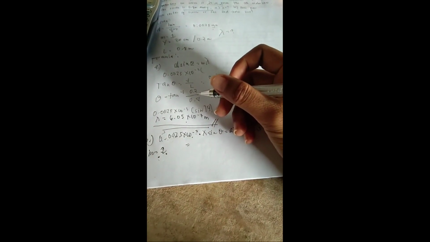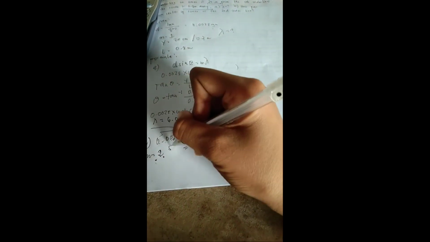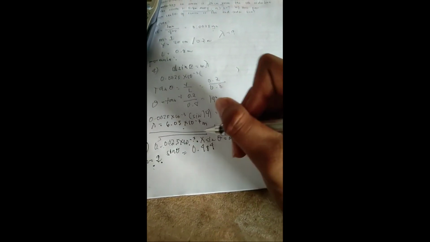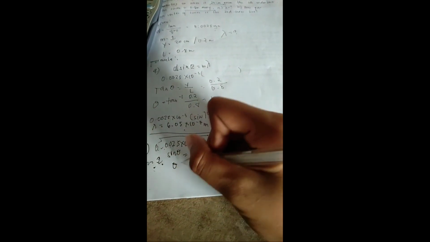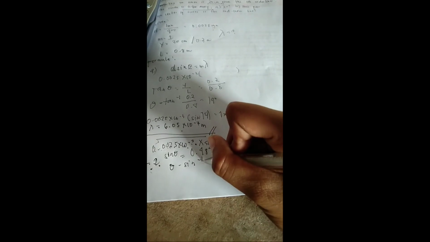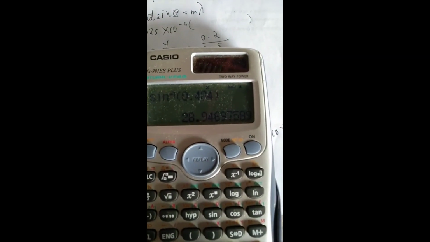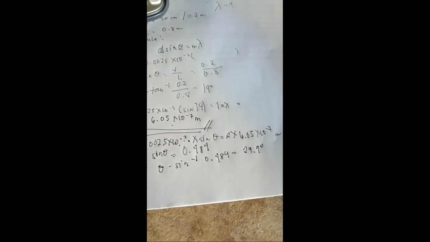So the answer is, sin theta is equal to 0.484. So let's convert: theta is equal to sin inverse of 0.484, which is equal to 28.9 degrees.